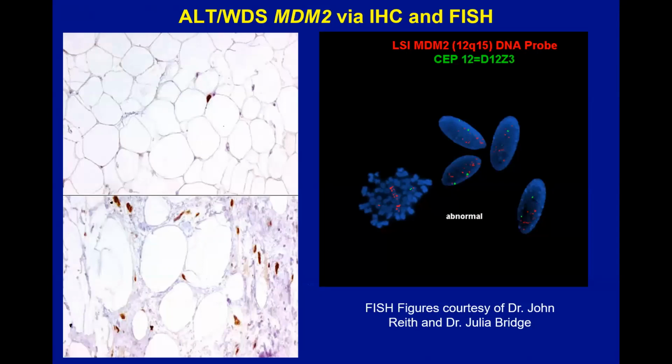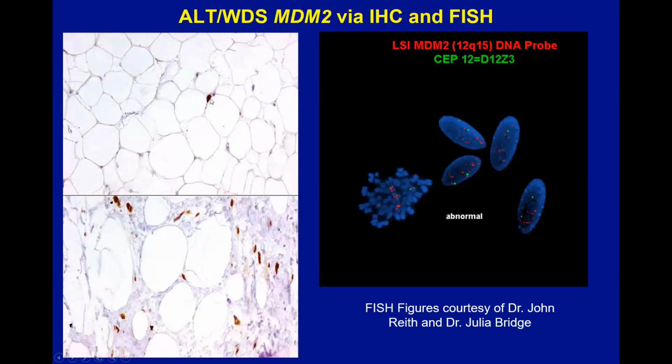lipomatous tumor. So over here on the left, you see immunohistochemical stains, and on the right, you see fluorescent in situ hybridization analysis. And basically, now we know that those large giant marker chromosomes, the ring chromosomes that were a result of amplified DNA, also resulted in proteins that we could then detect either by immunohistochemistry or FISH analysis. With immunohistochemistry, of course, the most common is MDM2, a little less common that we use is CDK4.